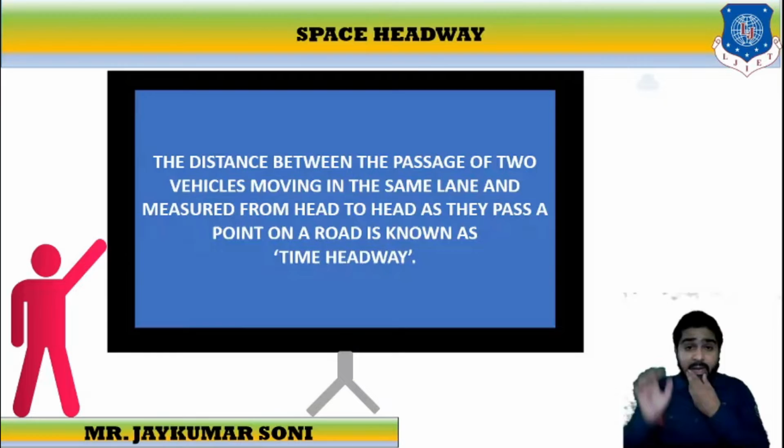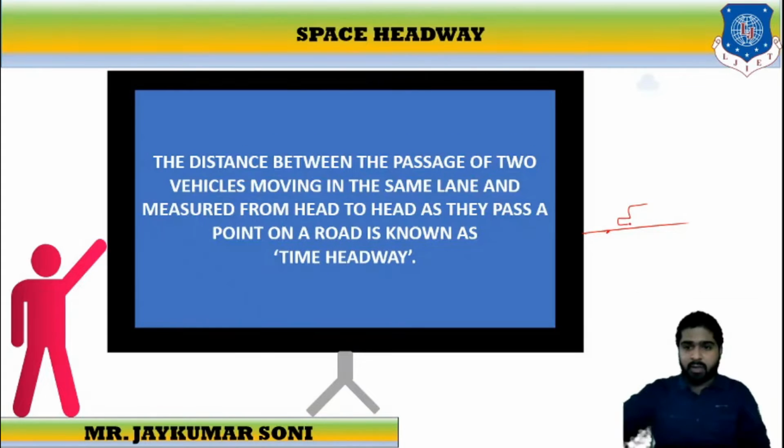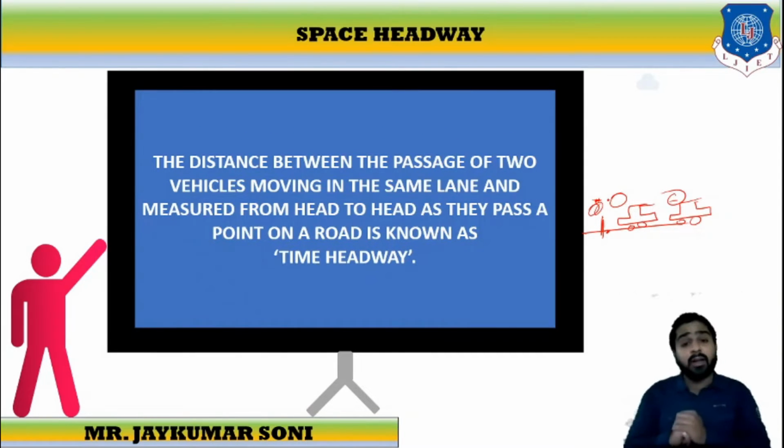Now I am discussing space headway. Space means distance, so in this segment we are going to discuss distance. It is the distance between two vehicles moving in the same lane, measured from head to head as they pass a specific point on the road. This is the point, this is vehicle number one, and this is vehicle number two. The distance between these two points when they cross this point is called space headway.